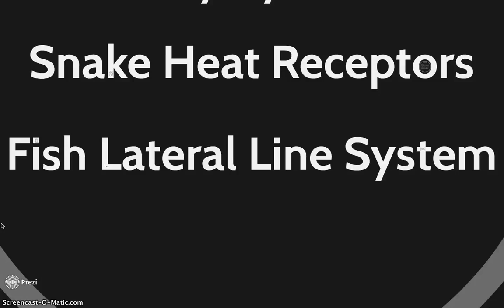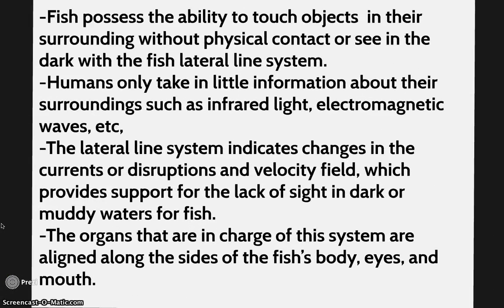Next is the fish lateral line system. Fish possess the ability to touch objects in their surroundings without physical contact or seeing them in the dark with the lateral line system. Humans only take in little information about their surroundings, such as infrared light and electromagnetic waves. The lateral line system indicates changes in the currents or disruptions in the velocity field, which compensates for the lack of sight in dark or muddy waters for fish.